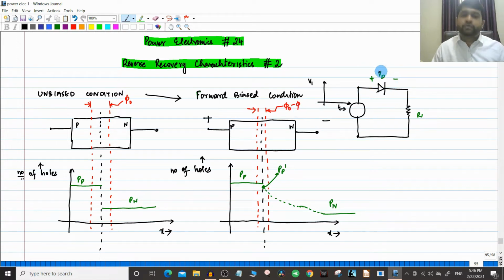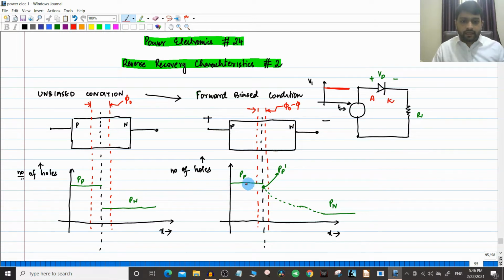So if you see the circuit here, from the unbiased condition, you are applying a forward voltage, right? Where the anode is positive with respect to the cathode. So this is the anode here, this is the cathode here. The anode is positive with respect to the cathode. So you are applying a voltage something like this, so that the anode is positive with respect to the cathode.